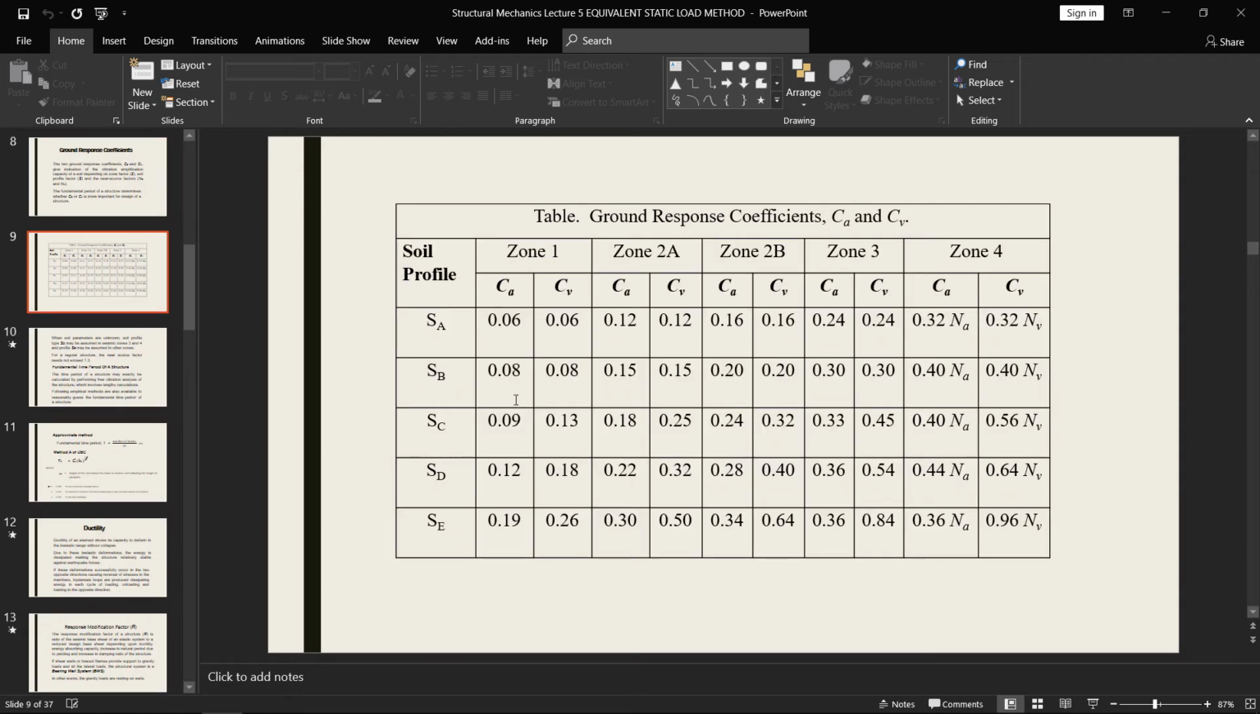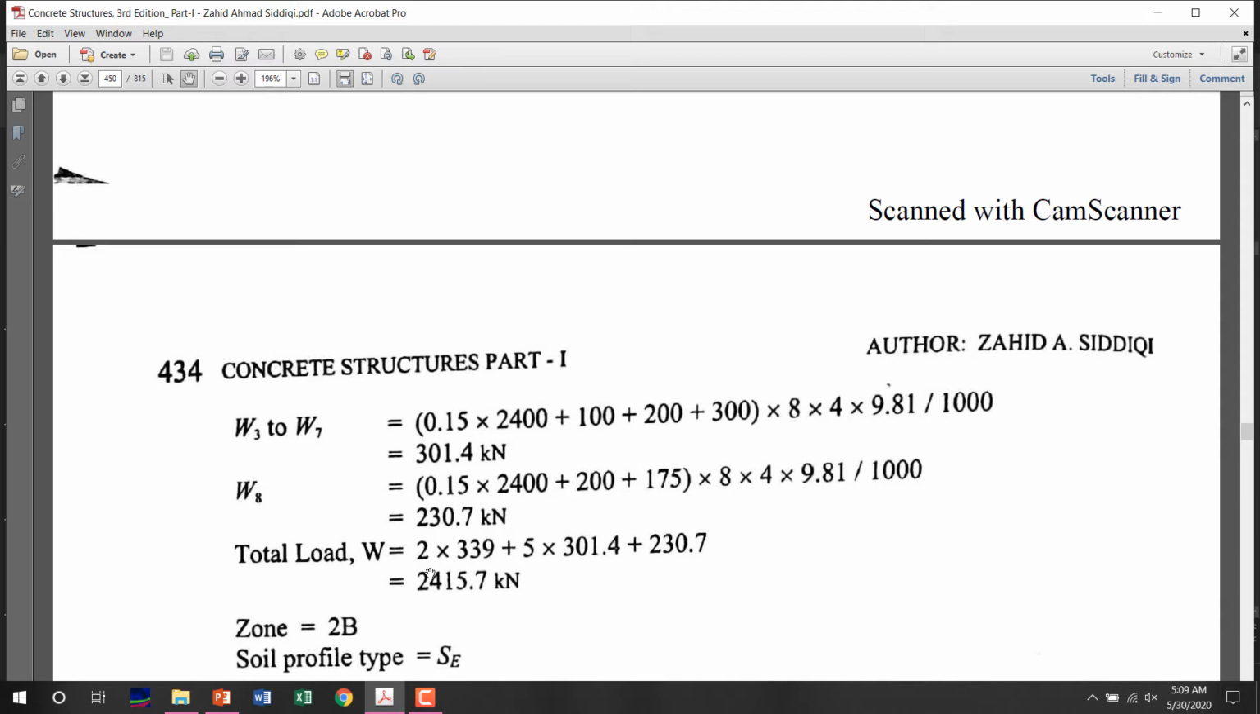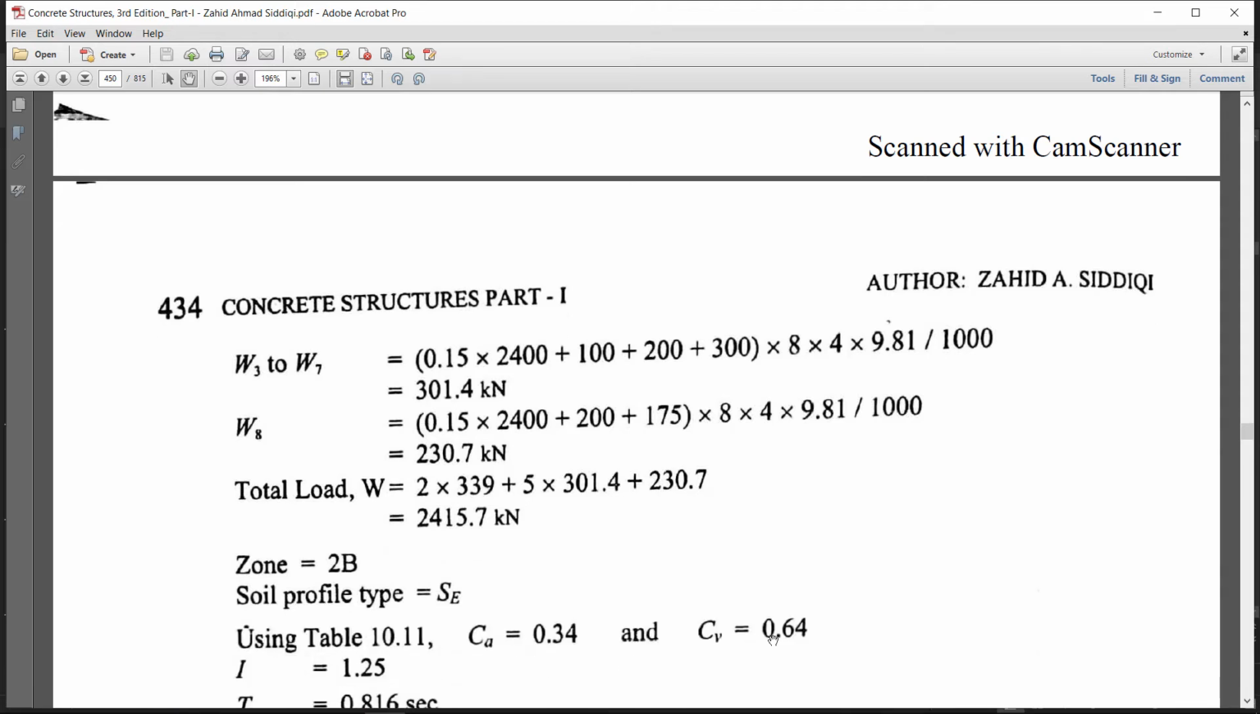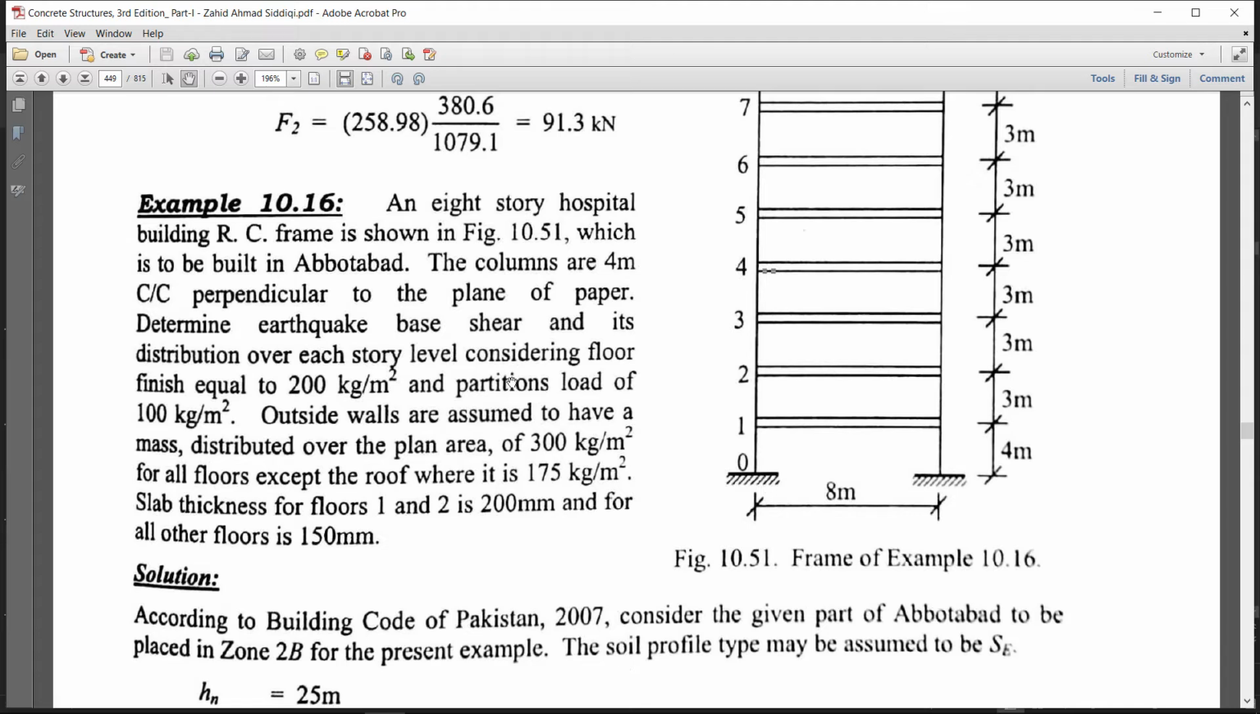Okay, here, if you know the zone type and soil profile type, zone type is zone 2B and soil profile type is SE, then you have to pick the factors for CA and CV: 0.34 and 0.64. Here 0.34 and 0.64. Okay, now I is 1.25. Why 1.25 for an 8-story hospital building?